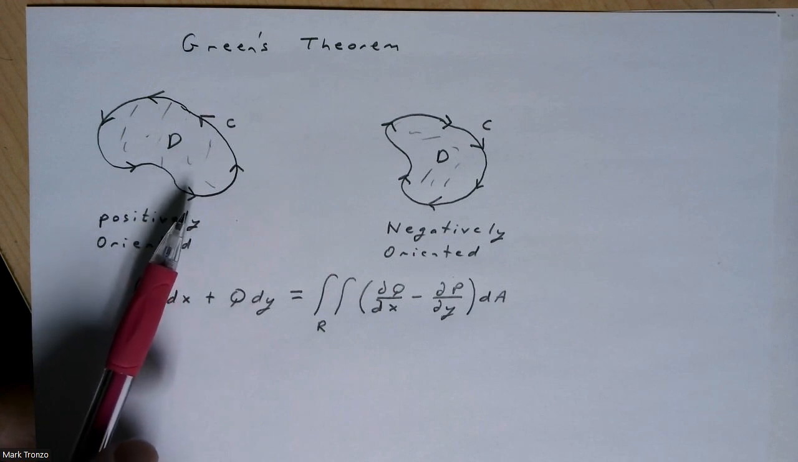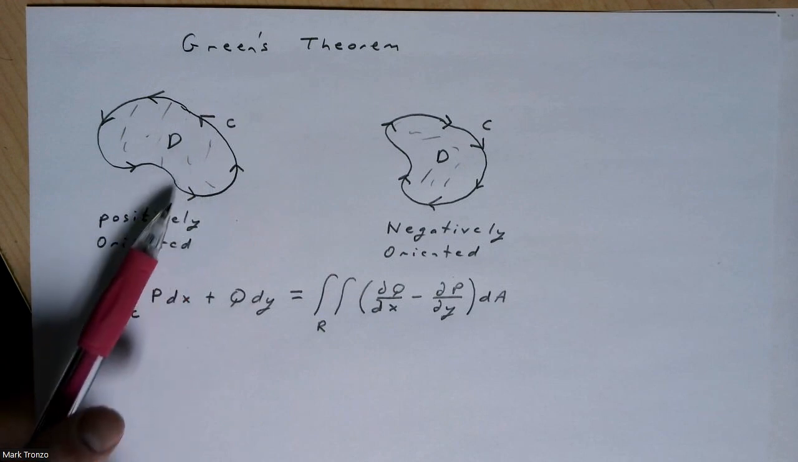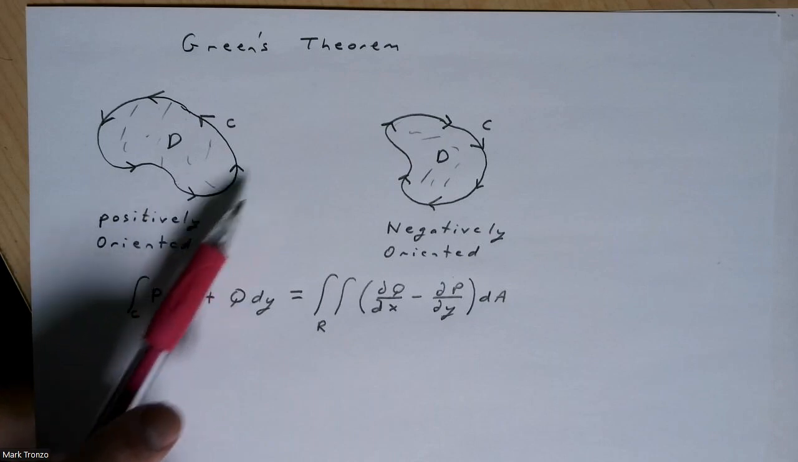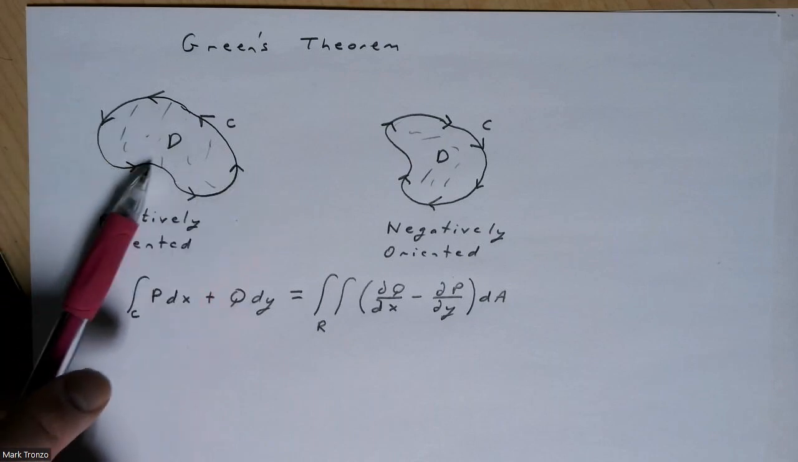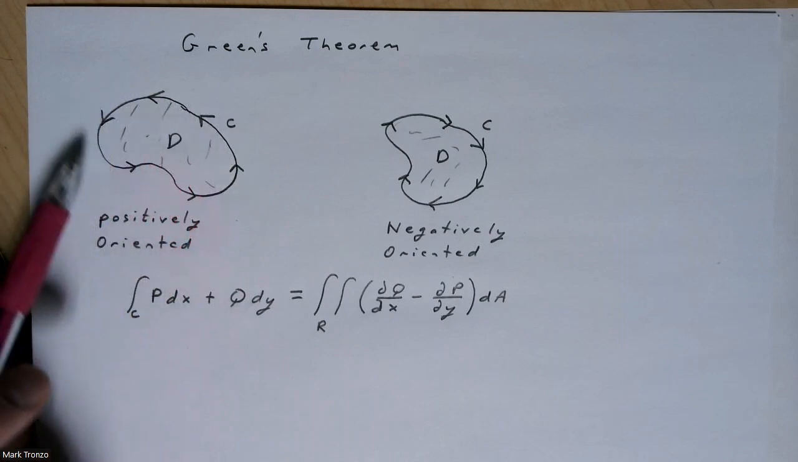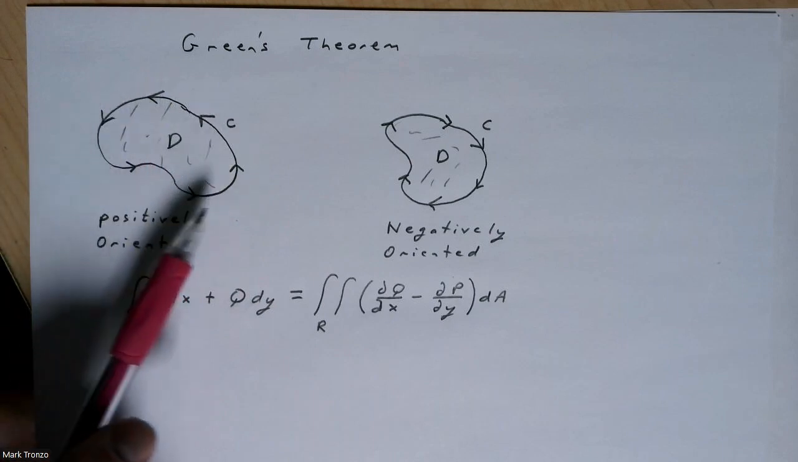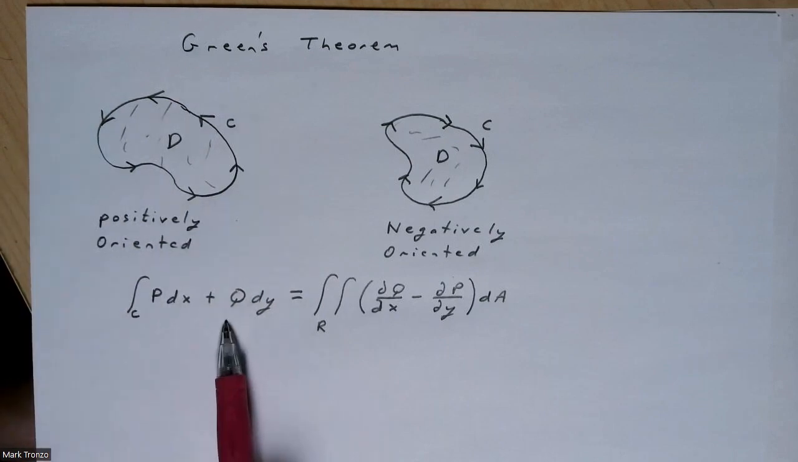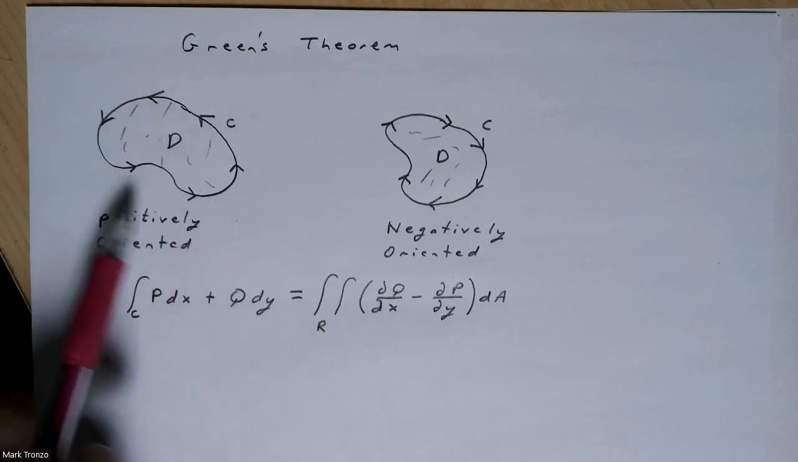Again, it's specifically a closed simple curve. Remember, the simple curve means the curve isn't going to cross over itself, and it has to be closed. It has to start and end at the same point. So we have a closed curve here, and suppose we want a line integral over that curve.